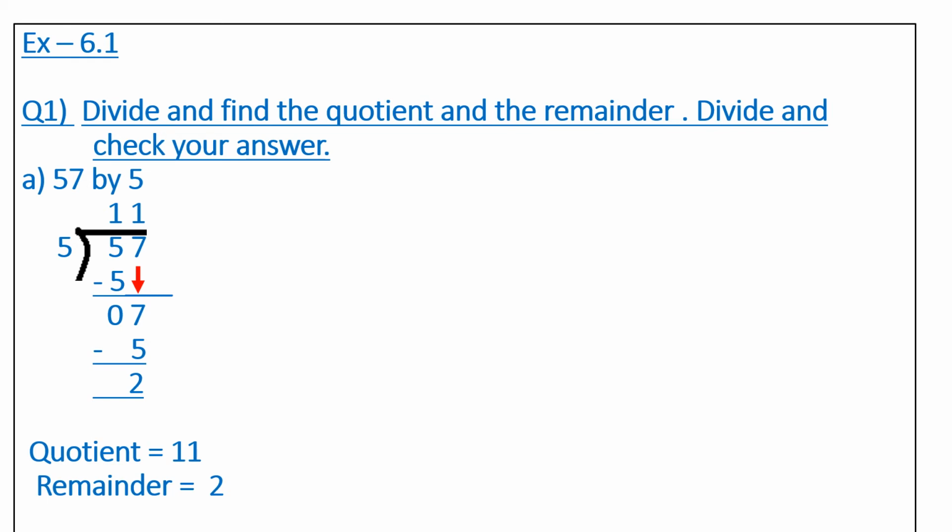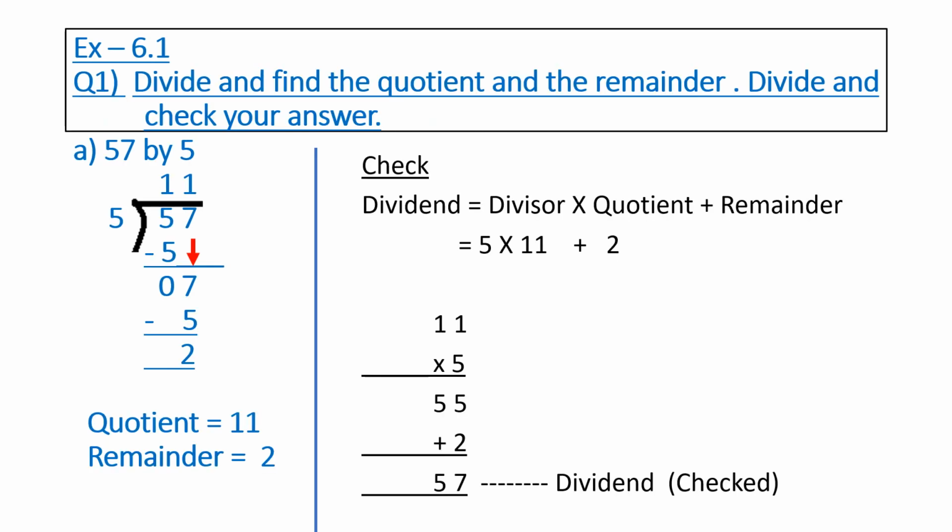Now it's time to check your division, whether your division is correct or not. So you will just check it just beside. Yes, I am writing here. For checking, there is a formula: dividend equals divisor into quotient plus remainder. Means you will multiply divisor and quotient and then you add the remainder. If you get the dividend, it means your answer is correct, your division is correct. Okay, I will show you.